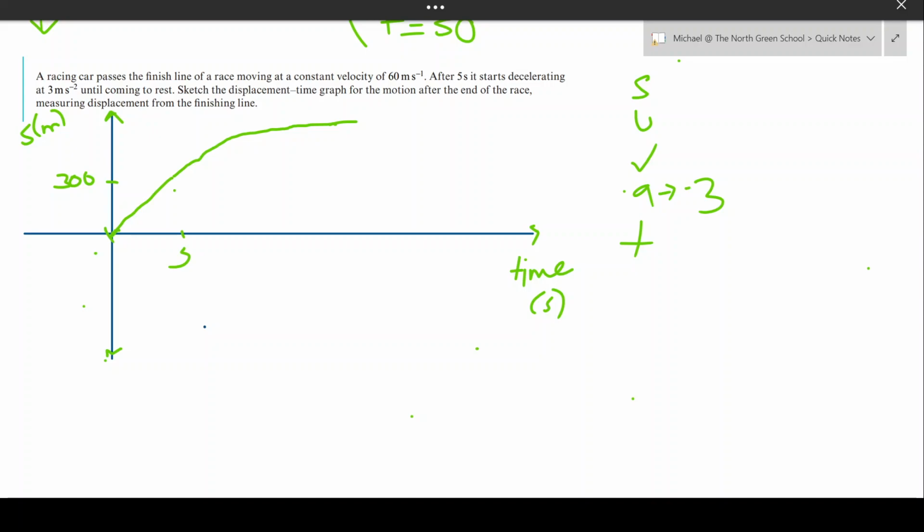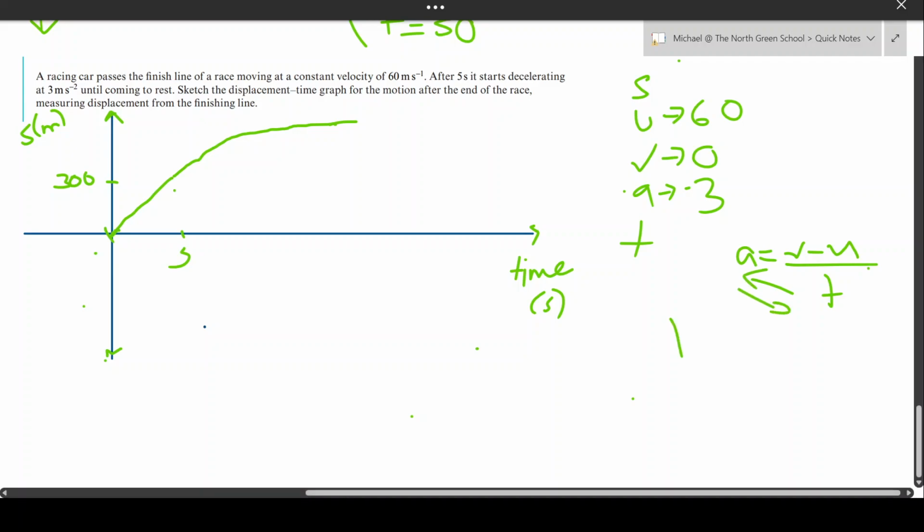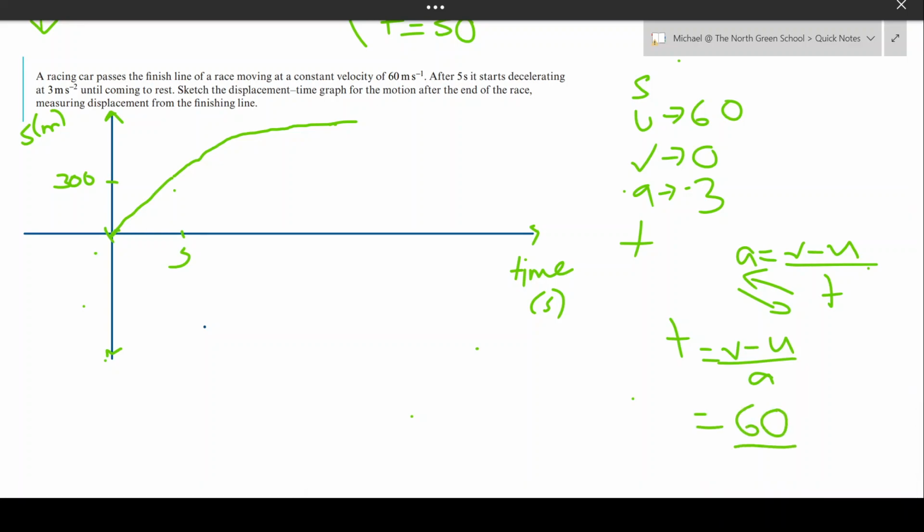And then we want the initial velocity, we said it's 60. And then coming to rest means that the final velocity is 0. Actually, I had already written that. Now we can calculate the time. We can use the equation a equals (v minus u) over t. We can interchange the t and the a so that we have t equals (v minus u) over a.